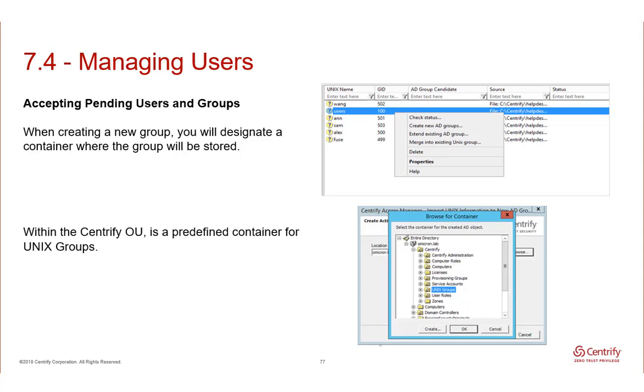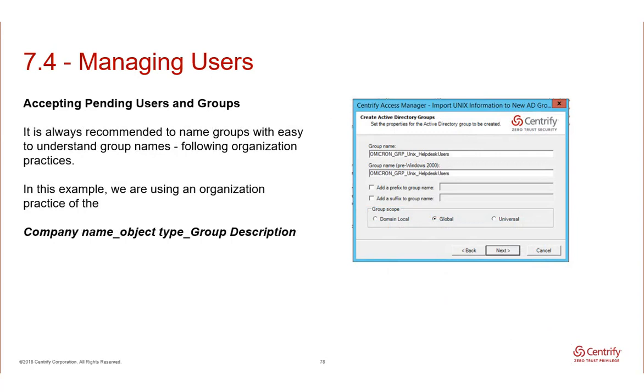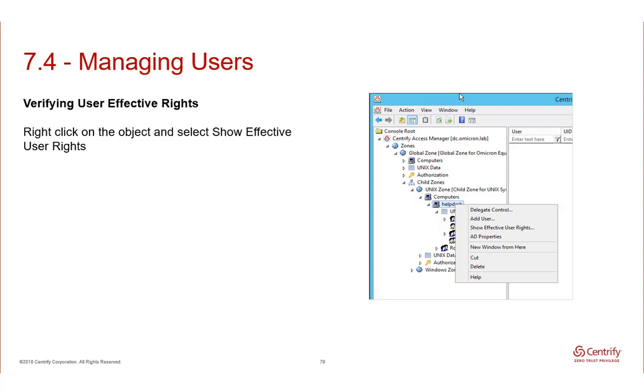So within the Centrify OU, there is a predefined container for Unix groups. And it is recommended to name the groups with an easy to understand group name, following organizational practices, or Centrify best practices. Now, in this example, we are using an organizational practice of the company name underscore object type underscore group description, or as you can see from the diagram, Omicron_group_Unix_help desk users.